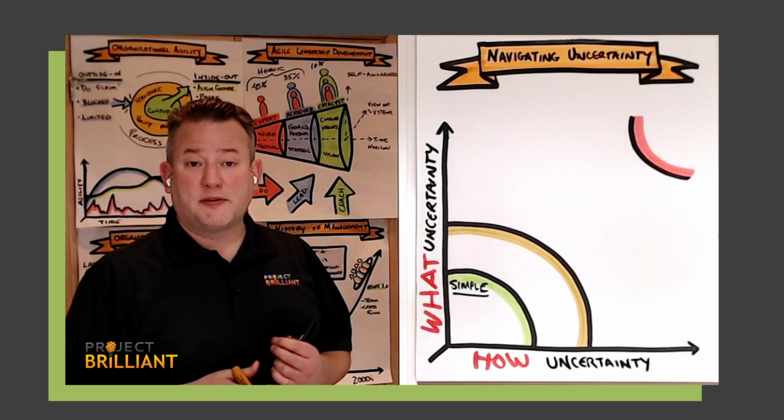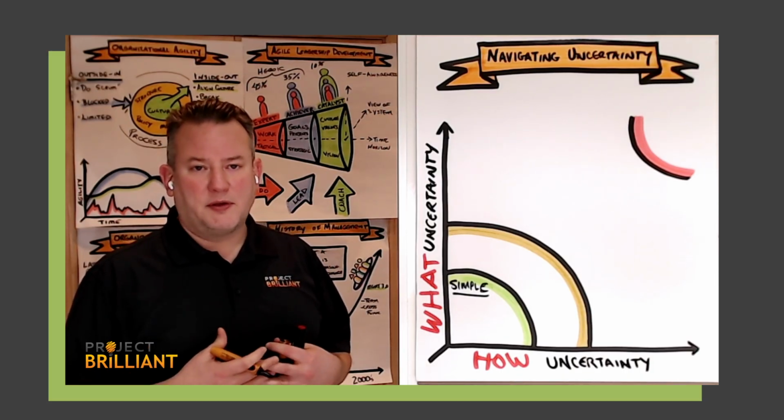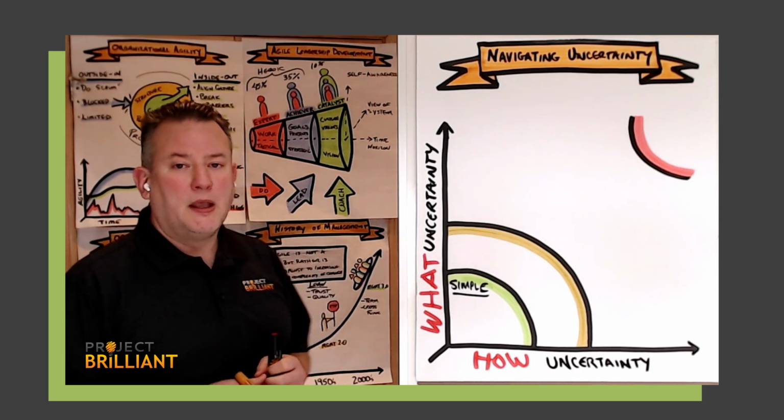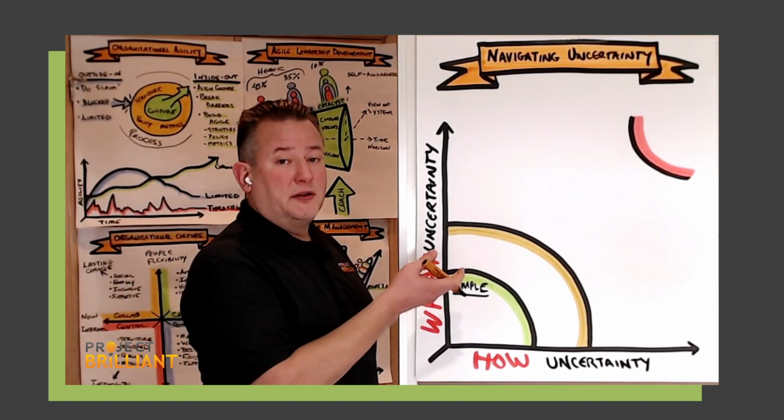And so this is where you can focus on efficiency, right? So if we have a known problem, known solution, we can focus on leaning out waste and those kind of things. And this is where things like Lean Six Sigma, that kind of stuff, would be a really good fit.